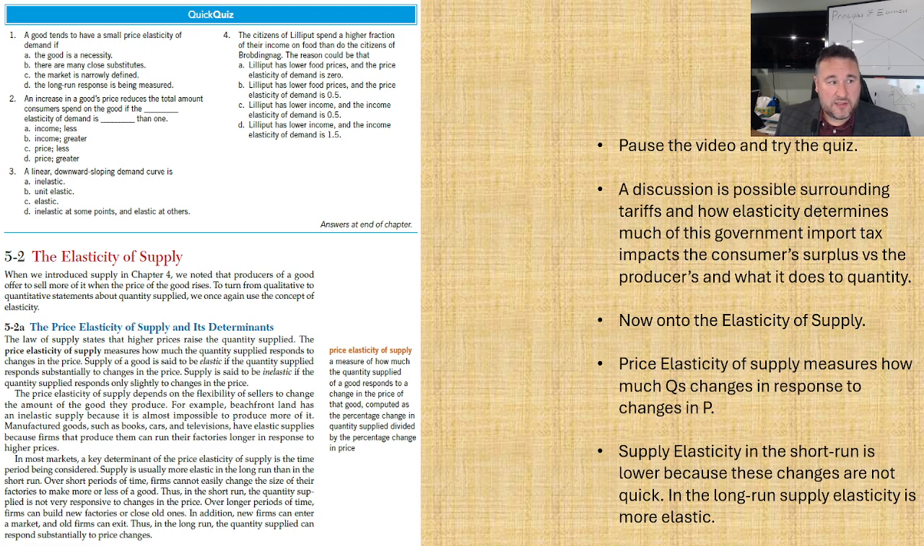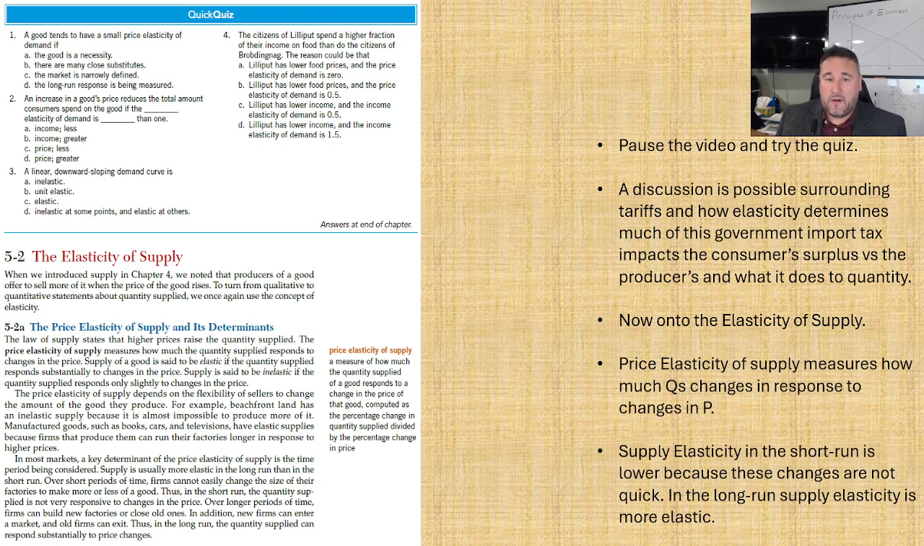So a linear downward sloping demand curve is D, inelastic at some points and elastic at others, because while slope is constant, elasticity is not. And then 4, the citizens of Lilliput spend a higher fraction of their income on food than do the citizens of this other city. The reason could be that Lilliput has a lower income and the income elasticity of demand is only 0.5. So now we're going to 5.2, where we're looking at the elasticity of supply rather than demand.